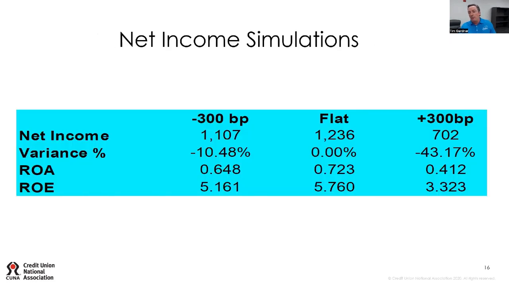So here's the bottom part of a net income simulation. So when you see this, the flat rate environment, that's a 0 basis point environment. So think of your budget. Here's the budget for Tim Gardner Federal Credit Union. Okay, interest rates aren't going to change. We think our net income is going to be $1,236,000. So then that translates into an ROA of 72 basis points.